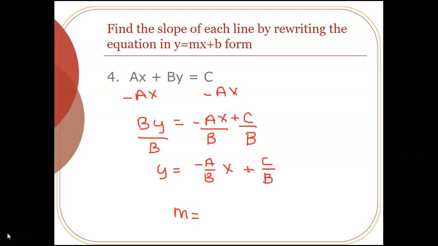So that means the slope from standard form is always represented by negative a divided by b. So the slope of any equation in standard form will always be negative a divided by b. So if you have a line in standard form, its slope will always be the opposite of the a divided by the b.